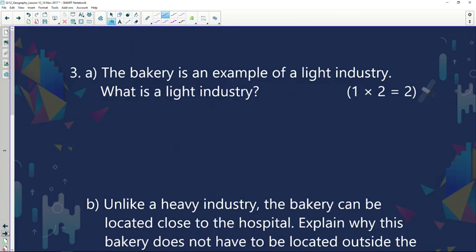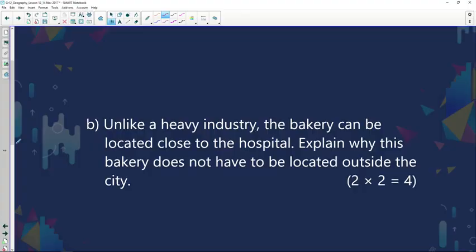Okay, the bakery is an example of a light industry. What is a light industry? It's an industry that produces goods but doesn't create a lot of noise or air pollution. And where do we find these light industries? Close to our residential areas, and usually on the outskirts of the CBD. Now, unlike a heavy industry, the bakery can be located close to the hospital. Explain why this bakery doesn't have to be located outside the city.